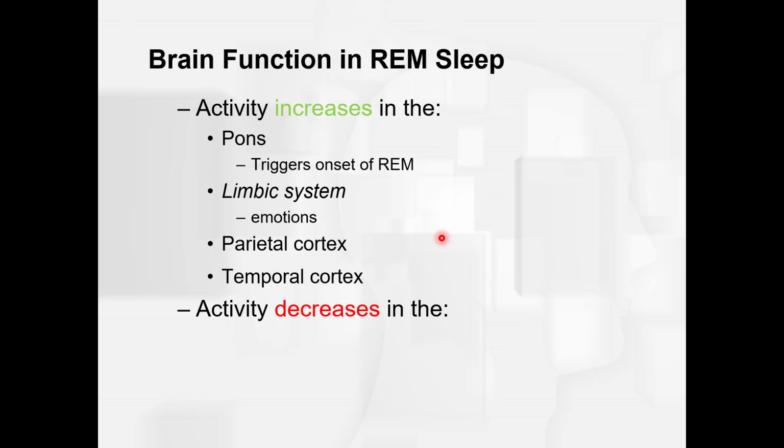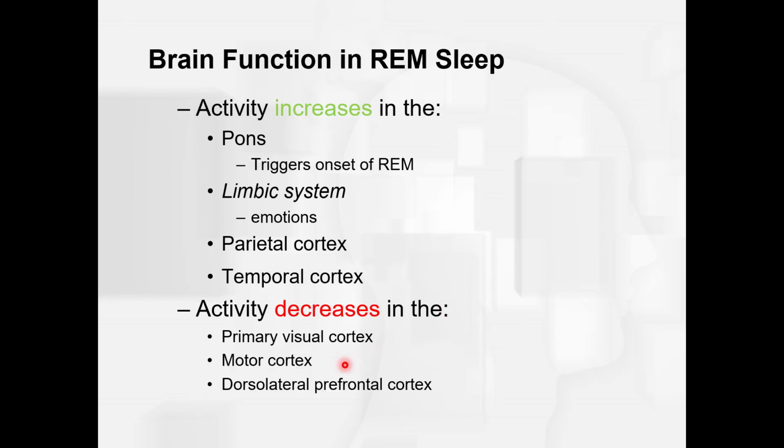We also have decreases in activity. The areas where we see decreases in activity are the primary visual cortex, the motor cortex, and the dorsolateral prefrontal cortex. So again, when we come back and talk about some functions of why we sleep and why we dream, some of these areas where we see increases and decreases in activity will become important.